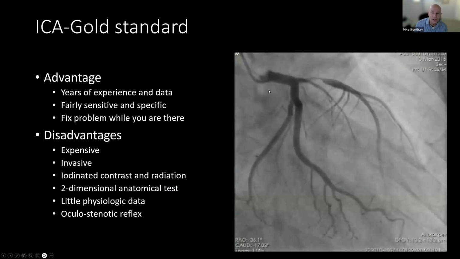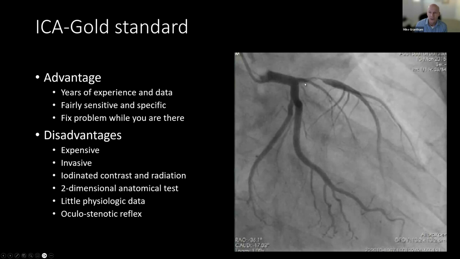Invasive coronary angiography has traditionally been the gold standard to evaluate patients for ischemia. A lot of benefits: it's got a very high temporal resolution, high spatial resolution, and has the benefit that you can potentially fix the problem while you're in there. Disadvantages: it's expensive, it's invasive, so there's a potential for complications. It uses iodinated contrast and radiation. And it's really only telling you about the supply side of the ischemia equation. It's not really telling you what's happening with the tissue downstream.